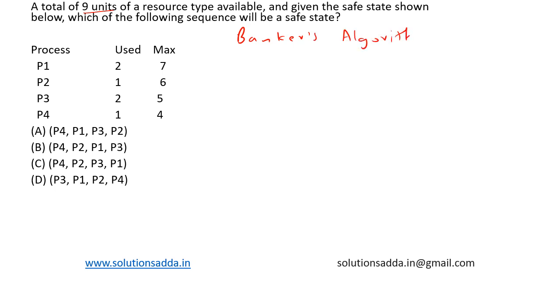So in order to find which is the safe sequence, we need to construct the need matrix. This need matrix is essentially need of I of that particular process is equal to max of I minus used of I. Now this is equal to 5. This is also 5. This is 3 and this is also 3. This is the need matrix.